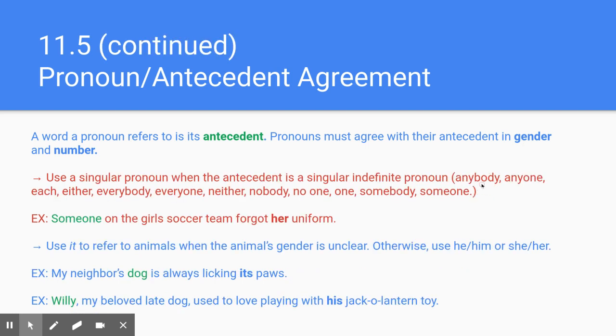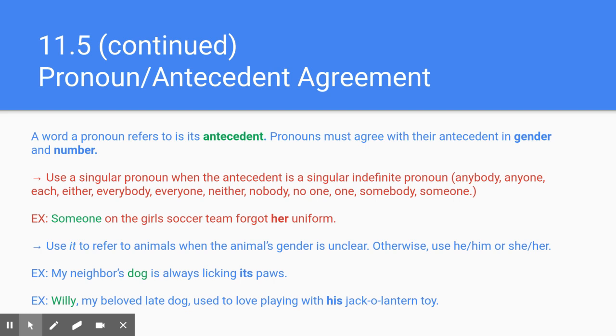All right, a few more rules. Just a reminder, all of these indefinite pronouns are singular. So anybody, anyone, each, either, everybody, everyone, neither, nobody, no one, somebody, someone. You just need to memorize those. Those will be singular and therefore must get a singular pronoun, okay? But you still want it to agree in gender. So in this case, someone on the girls' soccer team forgot her uniform. Someone is singular, but I know I need that female pronoun her because it's the girls' soccer team, okay?